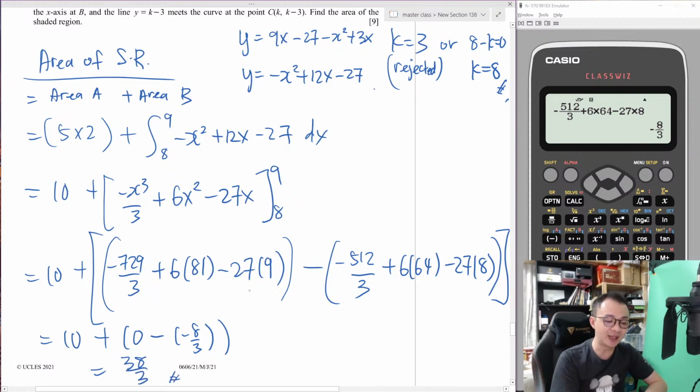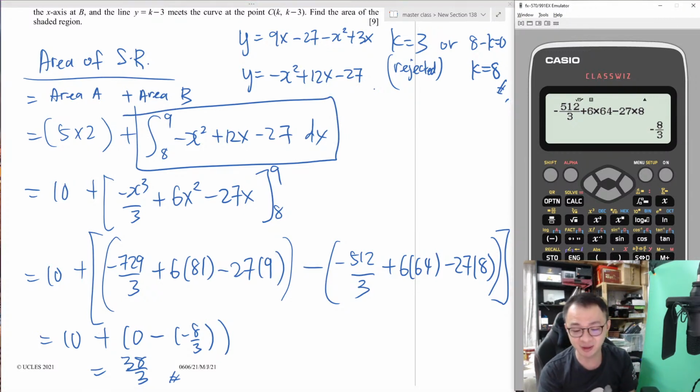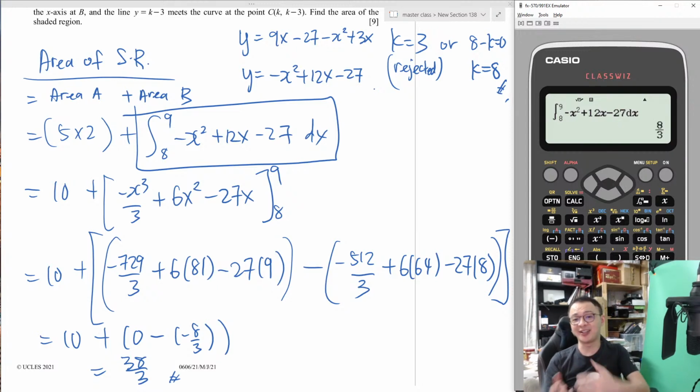Okay, but here, I will always want to check whether this one is correct or wrong. So I will normally insert the whole equation into a calculator to check it out. So this one is negative x squared plus 12x minus 27, and then from 8 to 9. Okay, calculator should tell me the final answer is 8 over 3. Then I know my answer is correct.